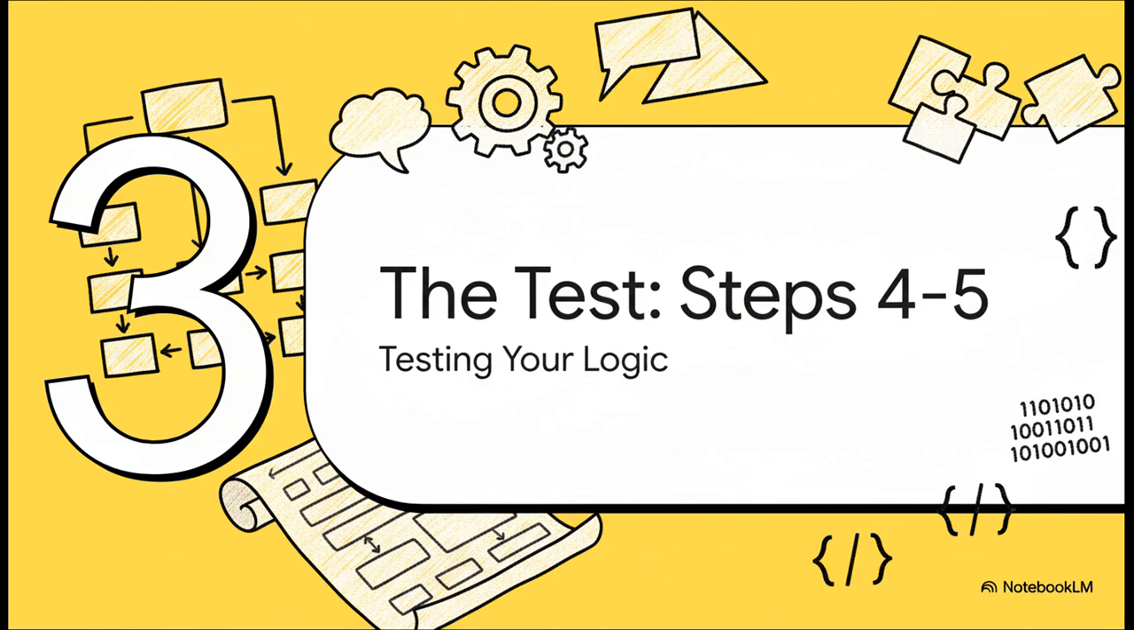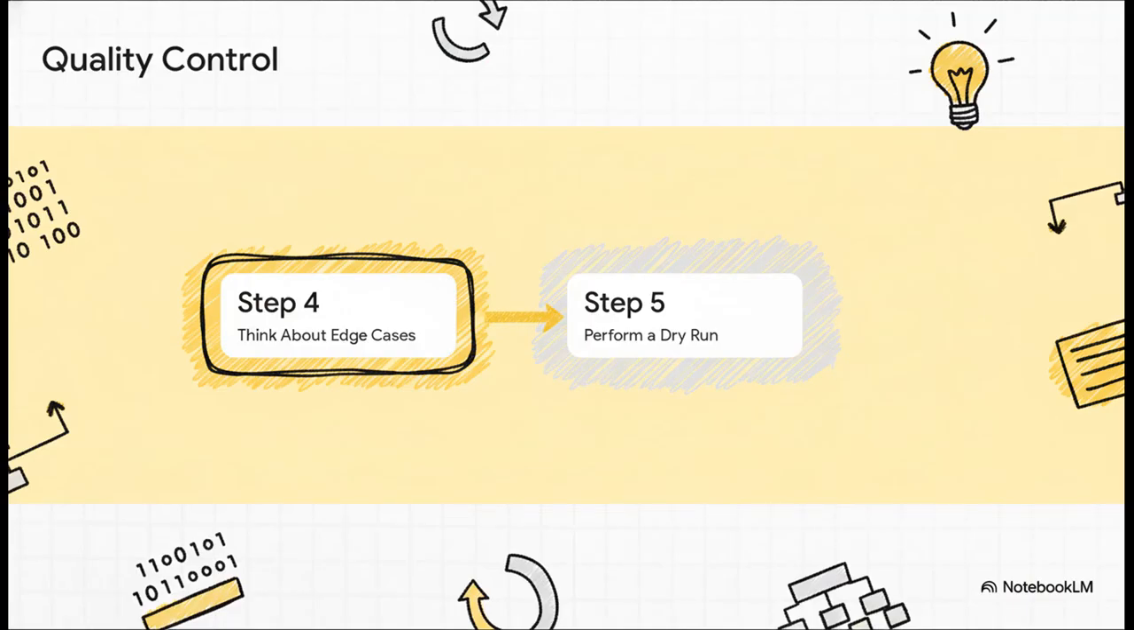So you've got a plan. That's awesome. But is it a good plan? The next 2 steps are all about quality control. We're going to test our logic before we've invested a single minute writing the actual code. This is where we get proactive. We're going to think about everything that could go wrong. We call those edge cases. And then we're going to mentally test our entire logic with what's called a dry run.